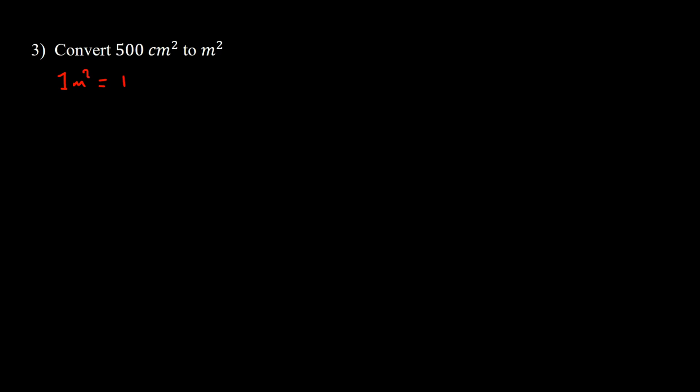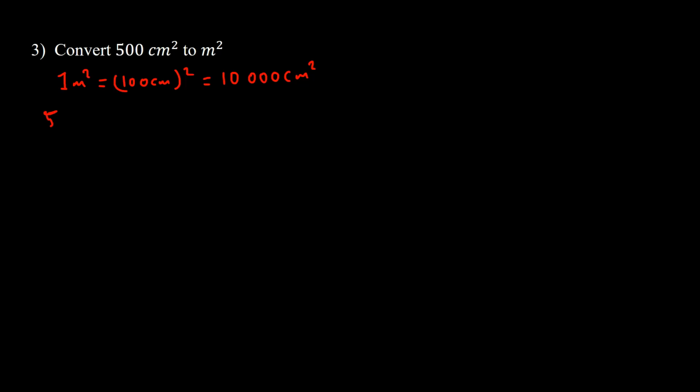So 100 centimeters squared will give us 10,000 square centimeters. So now we have the conversion factor, which is that a square meter is just 10,000 square centimeters. We can now start the conversion process.